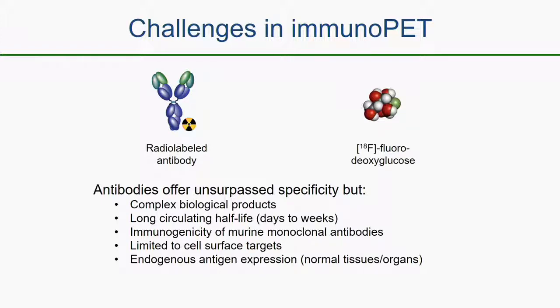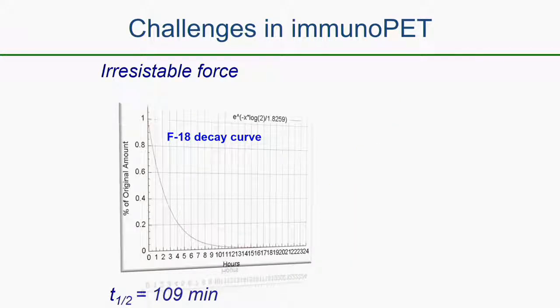And then whenever we're trying to do specific targeting, we always have to consider endogenous target expression, whether you're doing small molecules or large molecules. In oncology in particular, you're always looking for something that's differentially expressed in your tumors versus normal, or your disease state versus your normal tissue background. And I'll give you an example of that later.